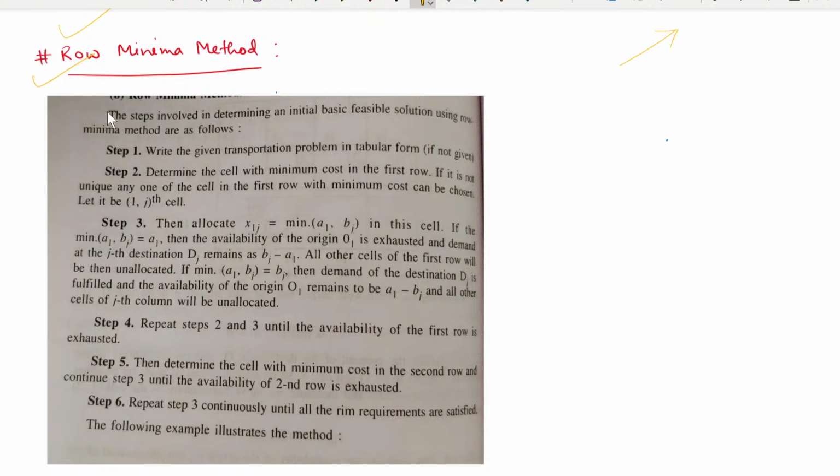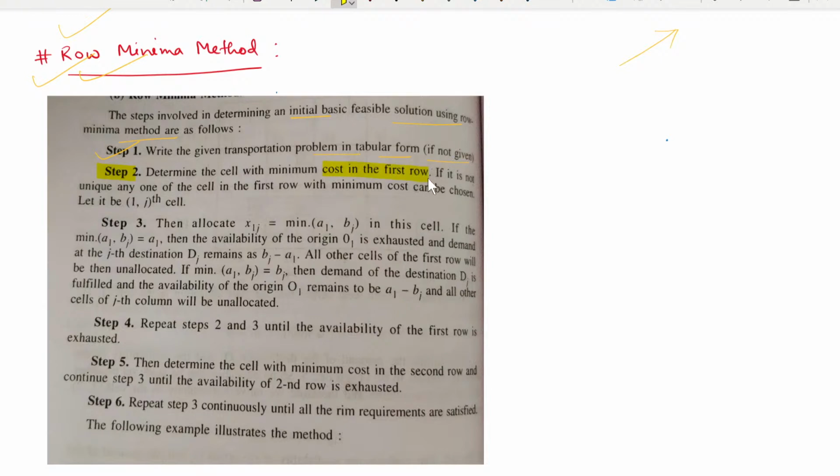Okay, so first we come to the row minima method. The steps involved in determining an initial basic feasible solution using the row minima method are as follows. Step 1: write the given transportation problem in tabular form if it is not given. Step 2: determine the cell with minimum cost in the first row.